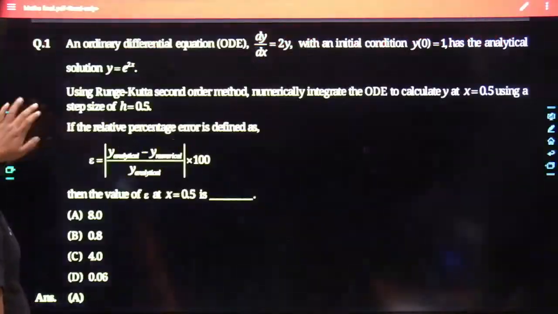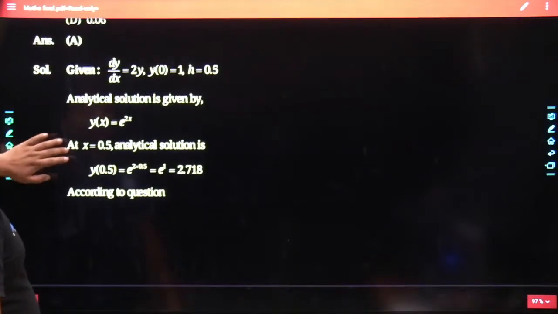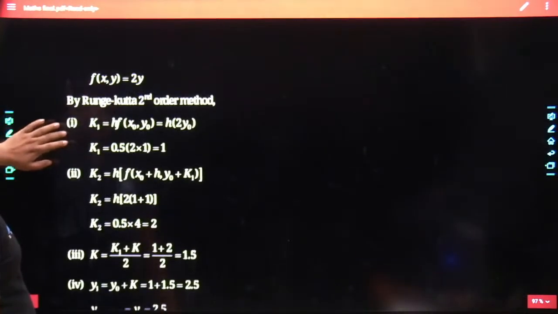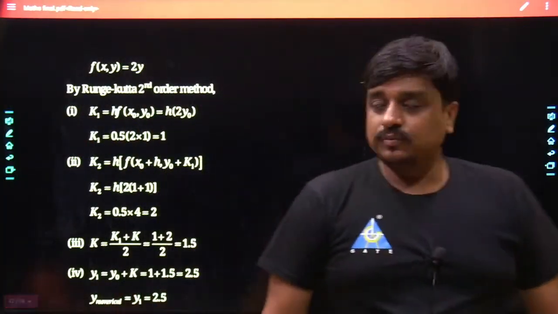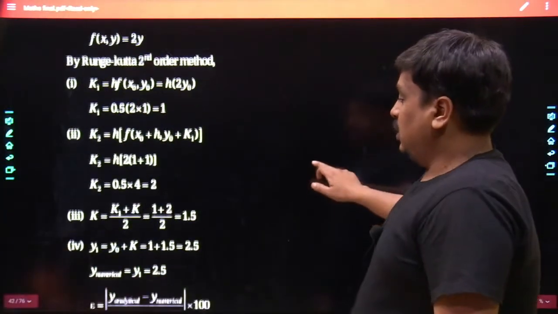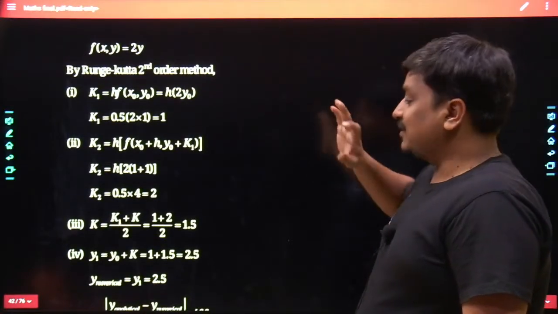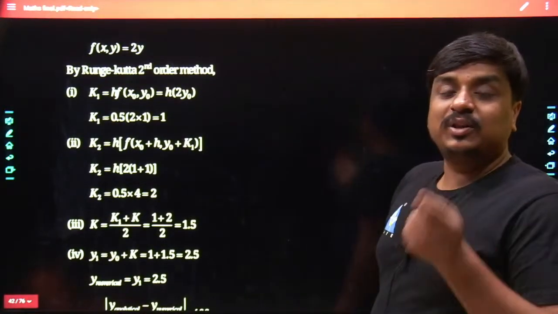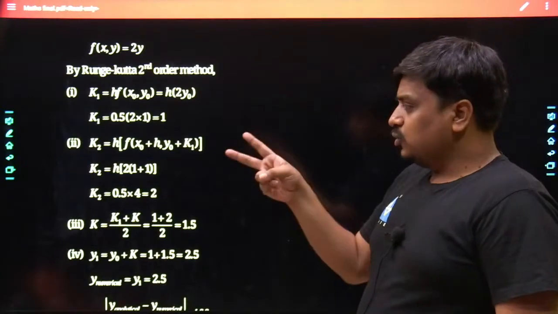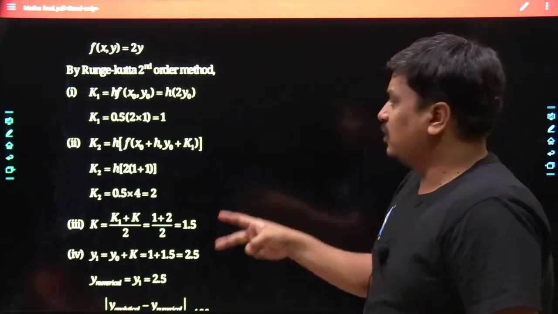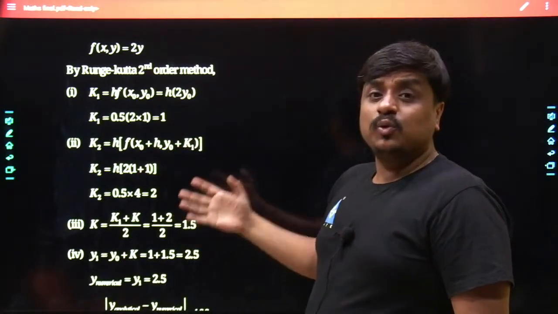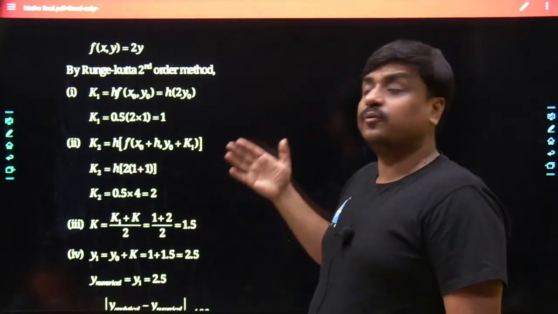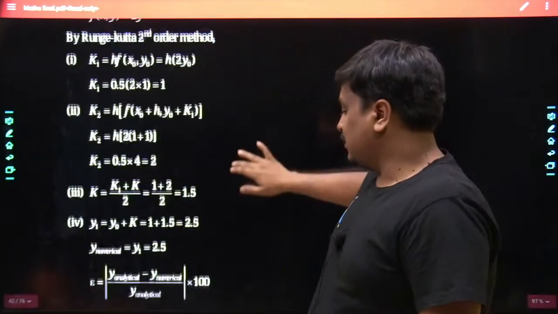Yes. So here the complete process has to be followed. I expect you are having an idea about the Runge-Kutta method of order 2. As it has been clearly given, it is the Runge-Kutta method of order 2, so we calculate 2 constants. The first is K1, the second is K2, and K is the mean or the average of both. Yes, we have got that.